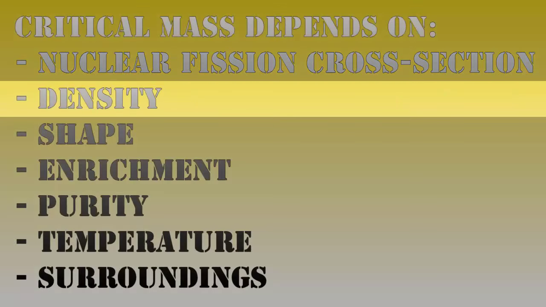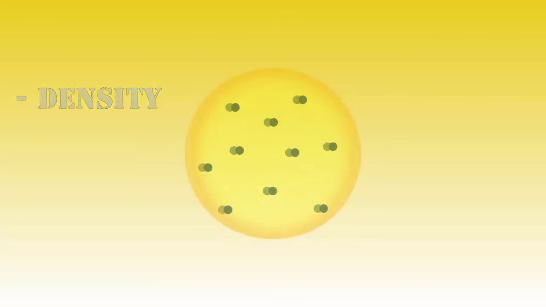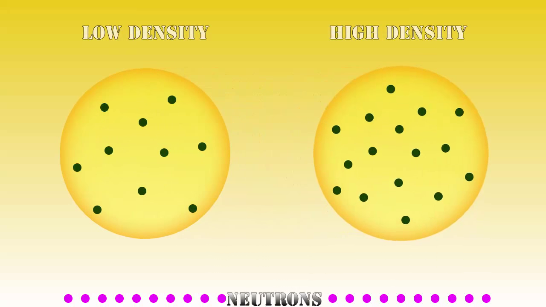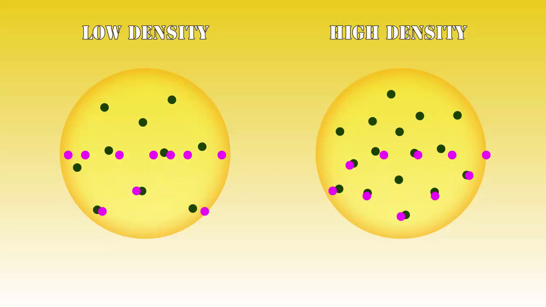The density kind of ties in with the nuclear cross-section. The higher the density, the closer the atoms will be together, and the more likely it is that a neutron traveling through the material will collide with an atom and cause a fission reaction.